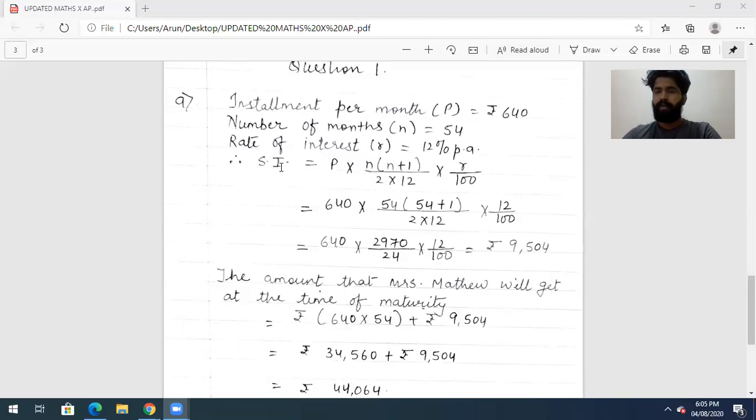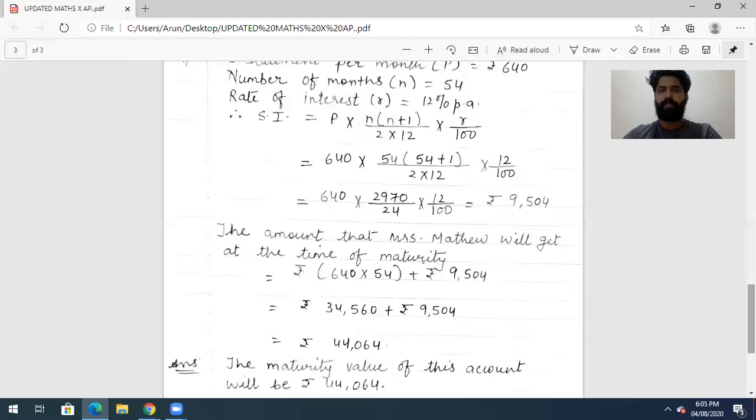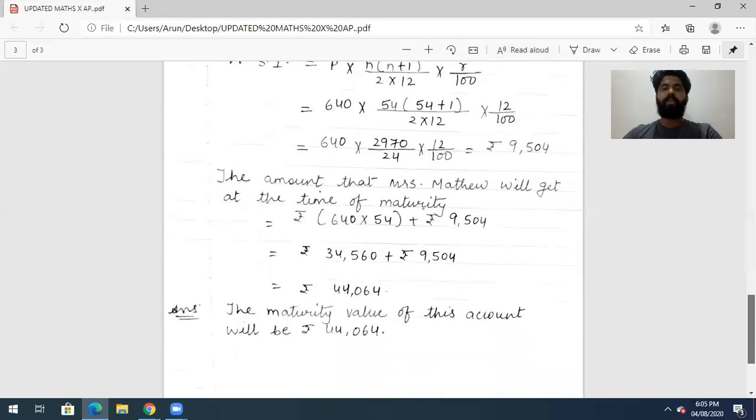So we know the formula for interest. To calculate the maturity value, we'll first be needing the interest. So the formula for interest is P into n plus 1 upon 2 into 12 into R upon 100. To substitute the values one by one, so you get 640 into 54 into 54 plus 1 upon 2 into 12 into 12 upon 100.